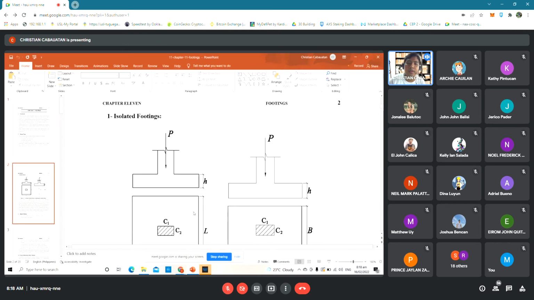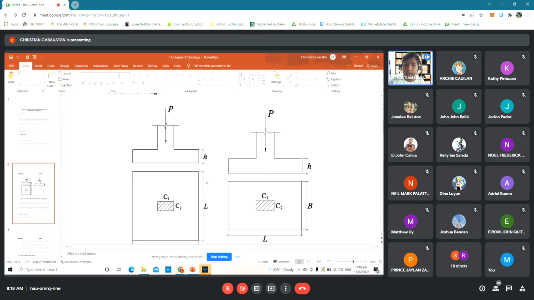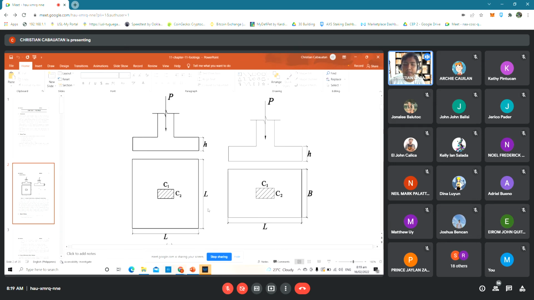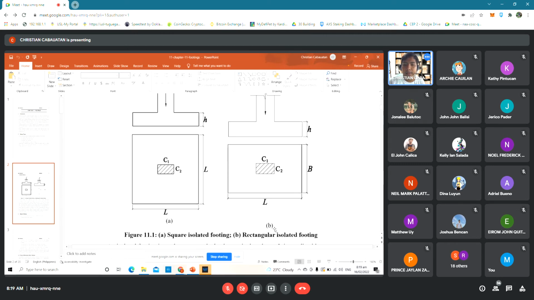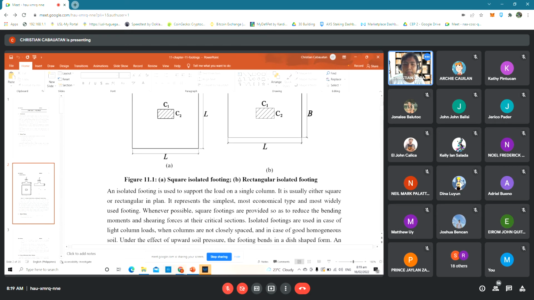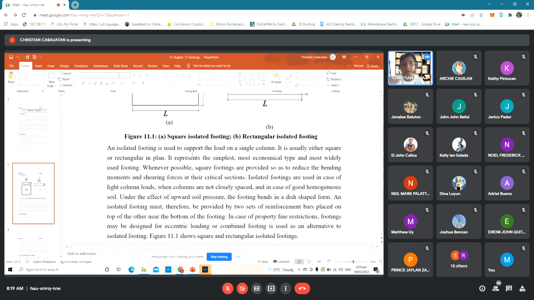So this is the illustration of an isolated footing. You apply a force P to the footing, and the h would be the thickness of your footing, and the L would be the width of your footing. Most of the time the letter L is denoted as letter B. You can see in this figure, letter B. And that letter B is popular in board examination questions. So, the first one is the square footing because its length and width are equal. And the other one is normally a rectangular isolated footing. The isolated footing is used to support the load on a single column.